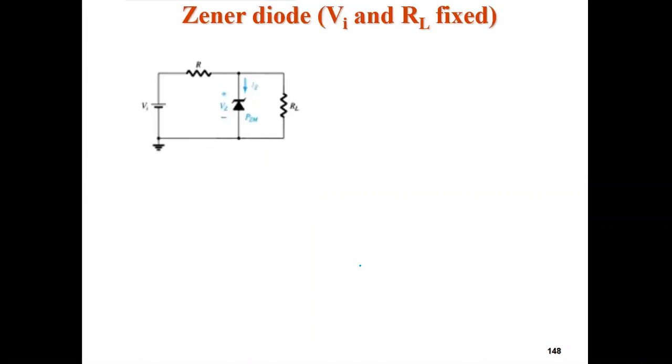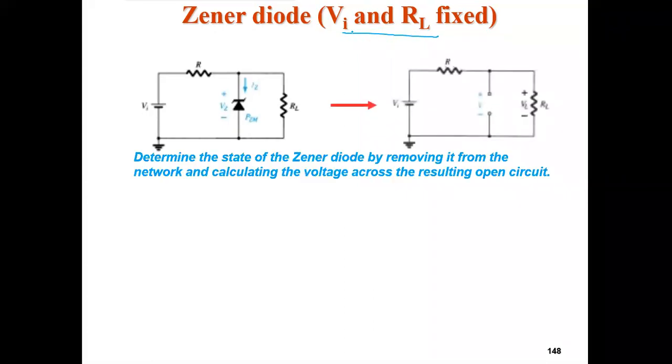Yes, sir. So basically in your general problem, there are 3 types of problems. Either VI and RL are fixed, or VI is fixed and RL is variable, or VI is variable and RL is fixed. First you have to check how much voltage we are getting due to this RL. Let us say this is point A and this is point B. How much voltage is appearing across A and B? VAB equals RL by RL plus R into VI.